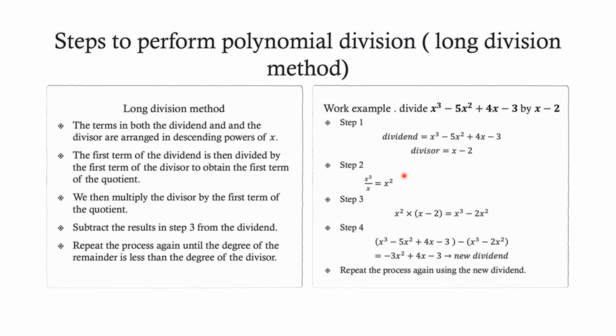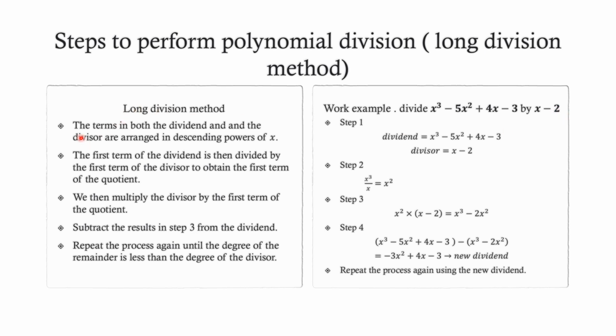Good. So now let's look at the steps to perform polynomial division. We have the long division method. So here, if I want to perform the long division method, let's use this example to understand these particular steps. We have x cubed minus 5x squared plus 4x minus 3 being divided by x minus 2.